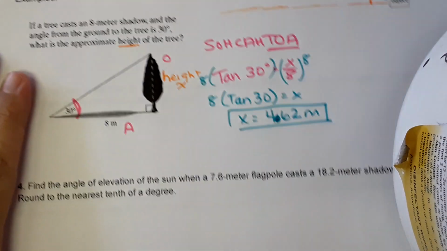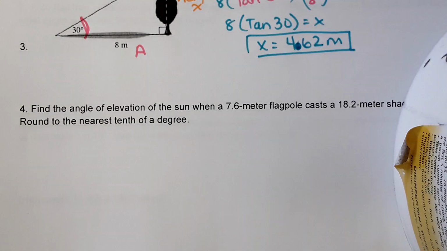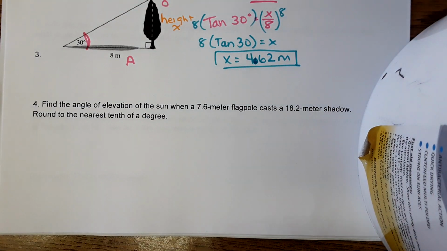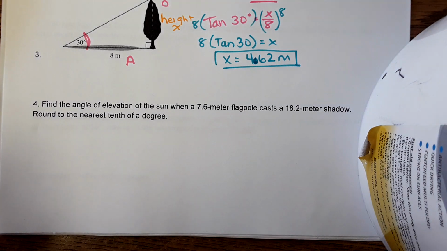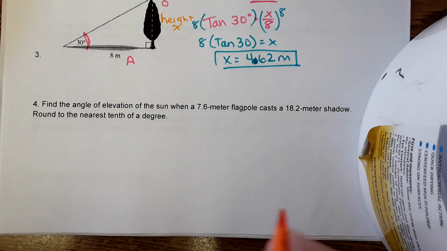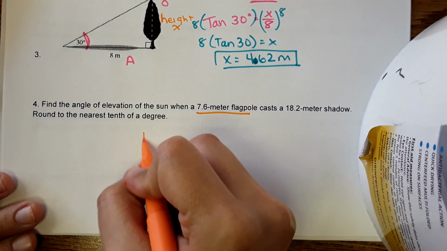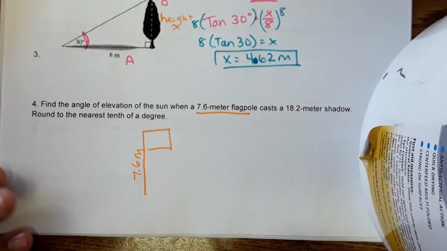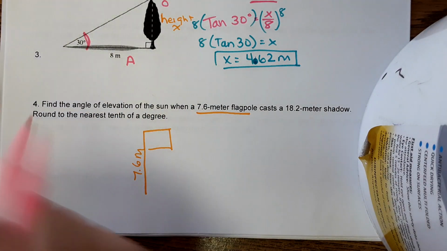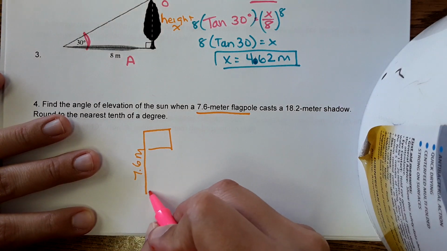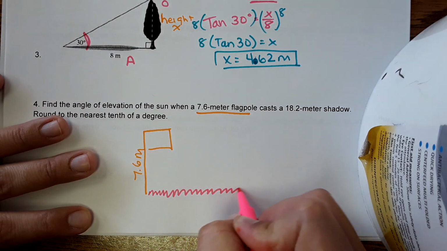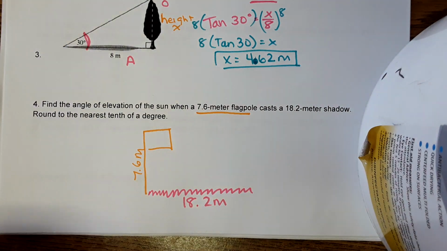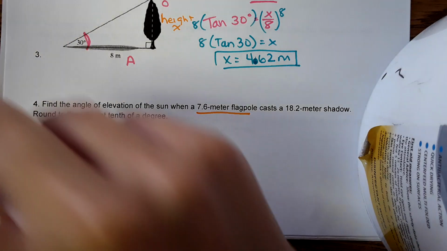Okay. Next one. For this example, they don't give us a picture, so we have to use what they're saying to draw a picture so we can figure out how to solve it. So they say find the angle of elevation of the sun with a 7.6 meter flagpole. So I'm going to draw the flagpole. 7.6 meters. This flagpole casts a shadow of 18.2 meters. So drawing the shadow here, 18.2 meters. Says find the angle of elevation to the sun.